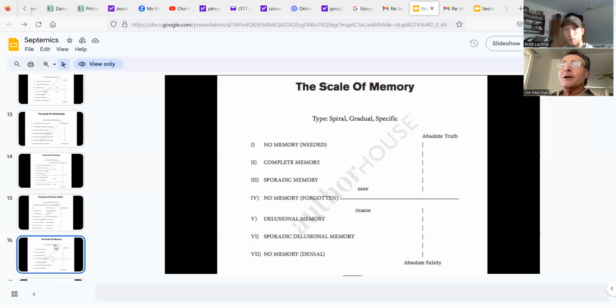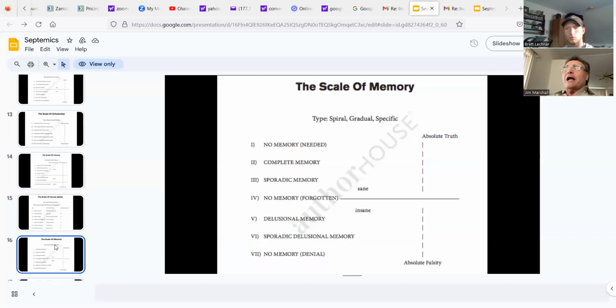And by the way, I want to point out that level four is also no memory. So level one, level four, and level seven. This is what in science we call harmonics. Level four is a higher harmonic of level seven, and level one is a higher harmonic of level four. At level seven, it's no memory, denial. At level four, it's no memory, forgotten. And level one is no memory, needed.